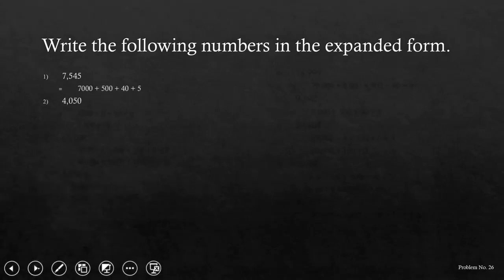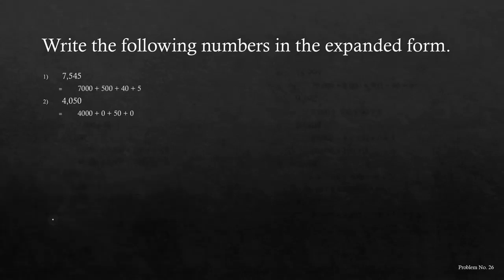We'll move to the next problem. 4050. The place value of 4 is 4000, the place value of 0 is 0. The place value of 0 is always 0. The place value of 5 is 50. The place value of 0 is 0. So it is 4000 plus 0 plus 50 plus 0, and you can also rewrite it, by skipping zeros, as 4000 plus 50.